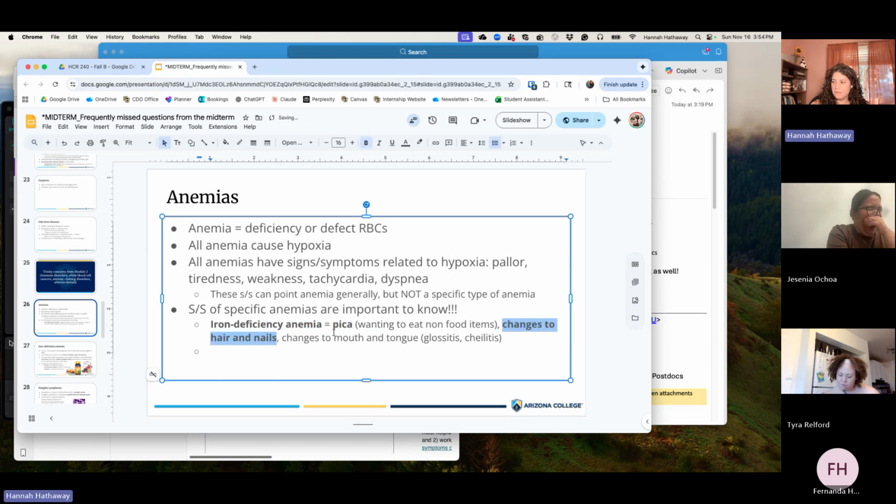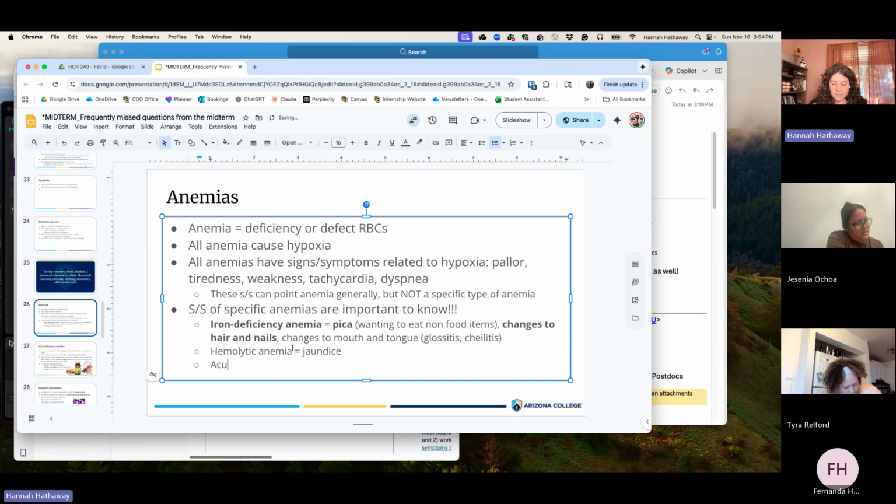These are the ones you should know. So if you see a patient and they have pica, that should make you think iron deficiency anemia, because pica is only associated with iron deficiency anemia. It's not associated with the other anemias. If we're talking about hemolytic anemias, like hemolytic disease of the newborn, we think jaundice.